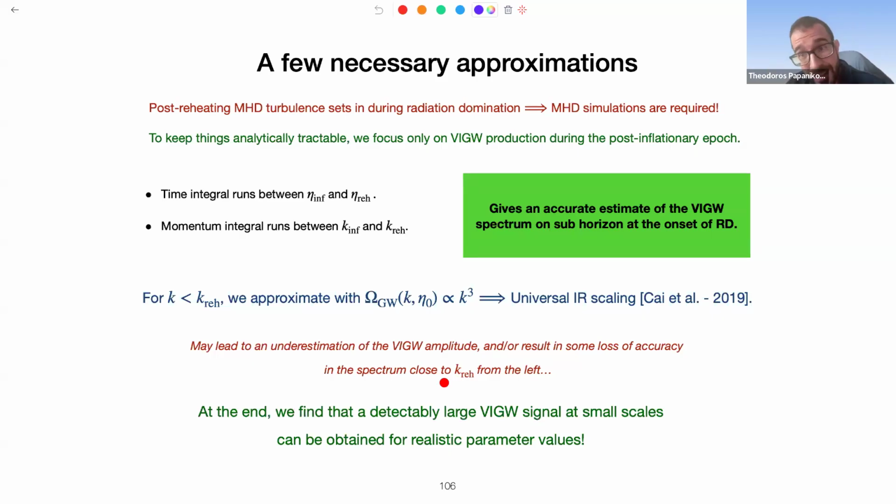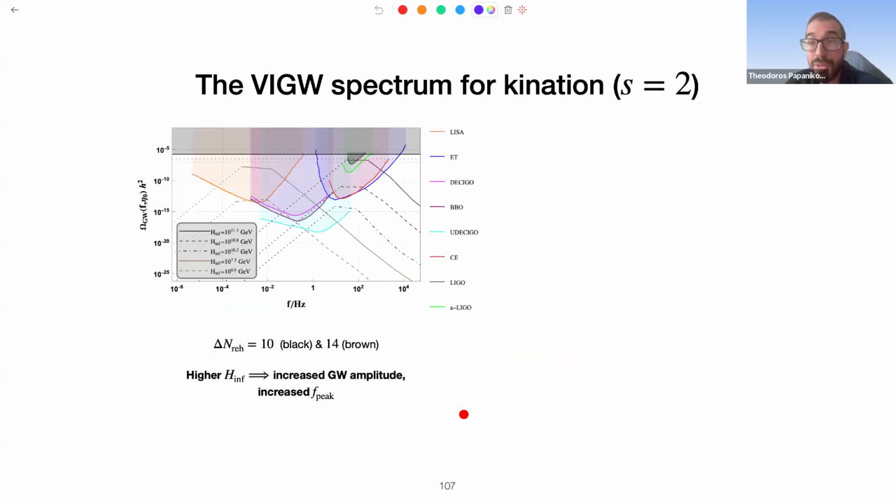However, in the high k region, so on small scales, where we have an accurate estimation of the VIGW, we managed to get a detectably large signal for a realistic choice of our parameter space, for the values of our free parameters at hand. So let me go now to the results.